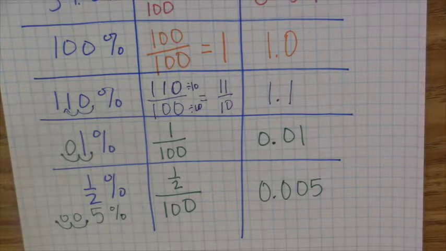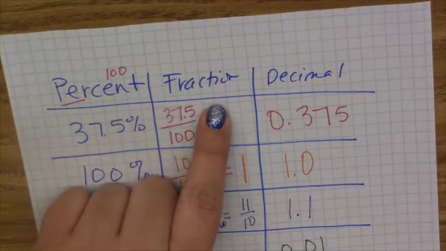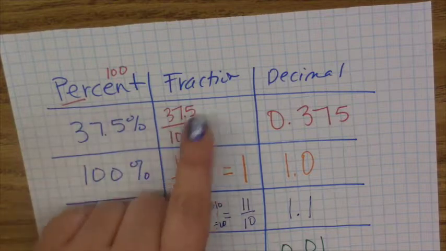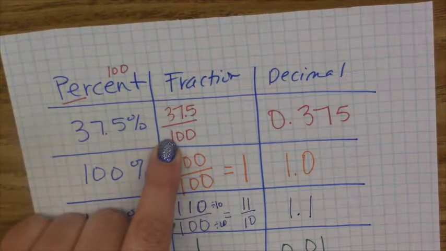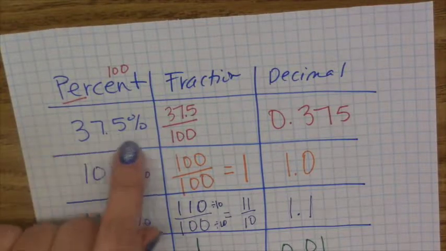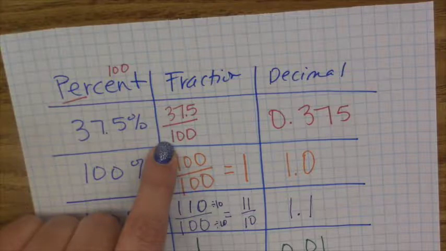For your reflection questions, it says, what is the pattern or process that you recall or notice when converting percents to fractions? So to get from a percent to a fraction, we took the number that the percent was and we put it over 100. So the number that the percent was over 100.